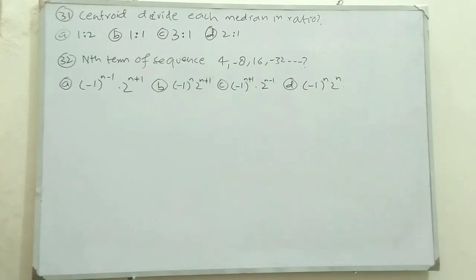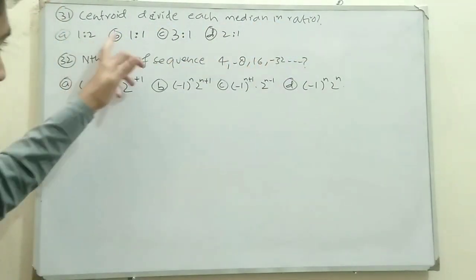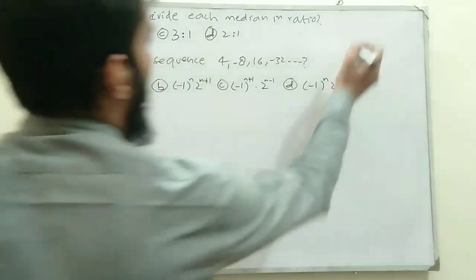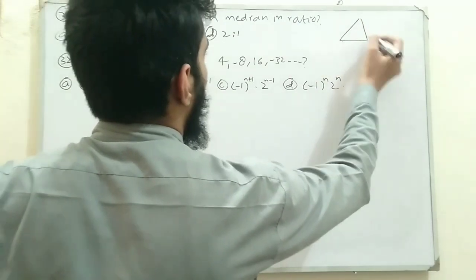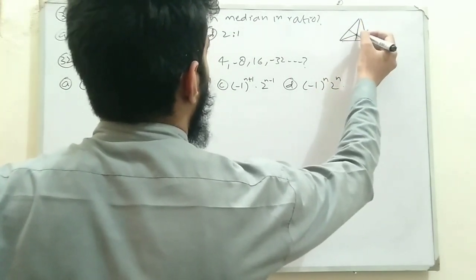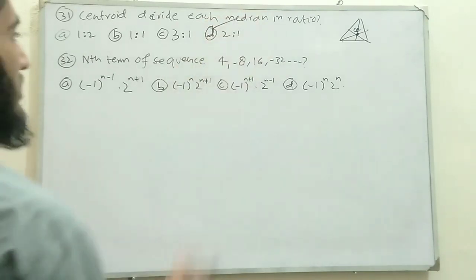Now move toward MCQ number 31. Centroid divides each median in the ratio 1:2, 1:1, 3:1, and 2:1. Centroid is just like this. This is a centroid, and this is the center, which is called a centroid. So it divides each median in the ratio 2:1, so the correct option is option D.